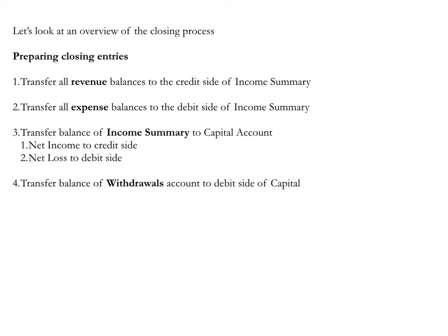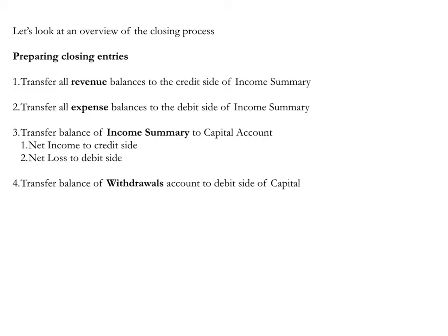Our third step now is we're going to take the balance of the income summary and transfer that to the capital account. If we have a net income, it's going to go to the credit side of the capital account. If we have a net loss, it's going to go to the debit side of the capital account. Remember, if you think about our capital account, the normal balance side was the credit side because we want to see increases. That's the normal increase side. So if we have a net income, it's going to go to the normal balance side or the increase side. A net loss is going to go to the debit side where we see decreases.